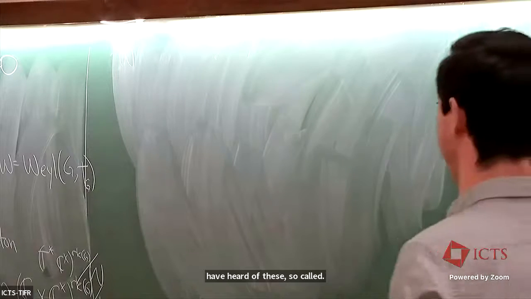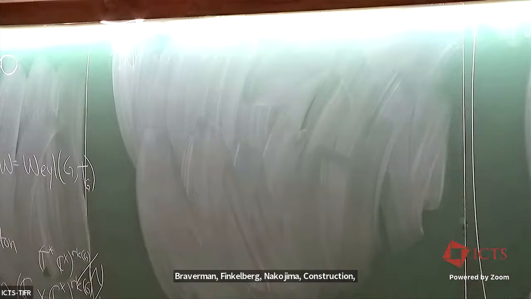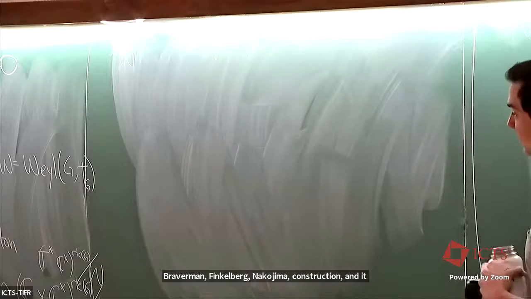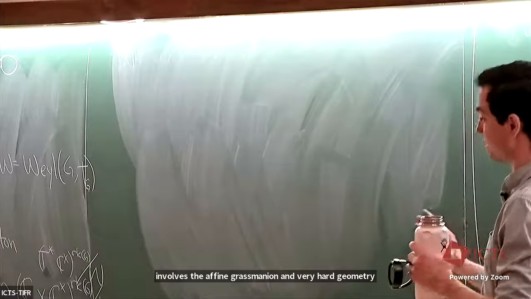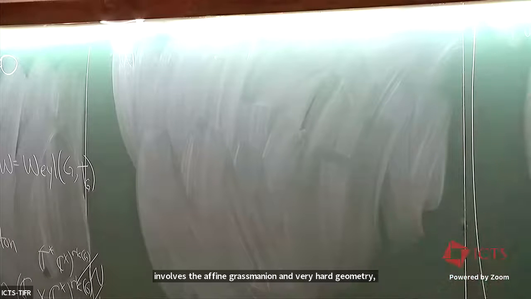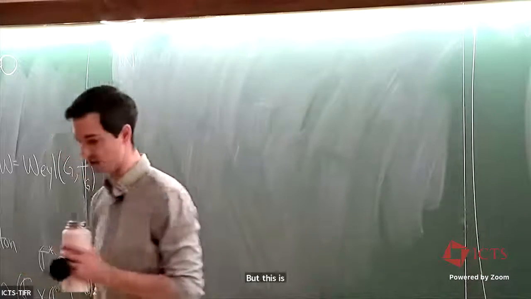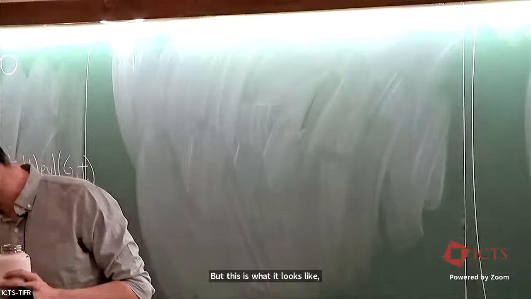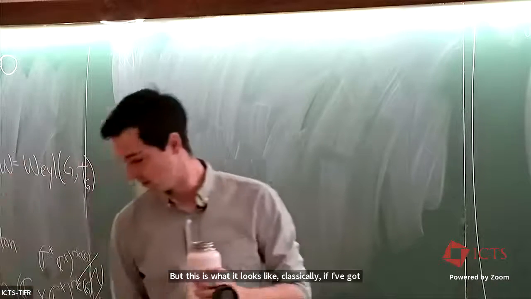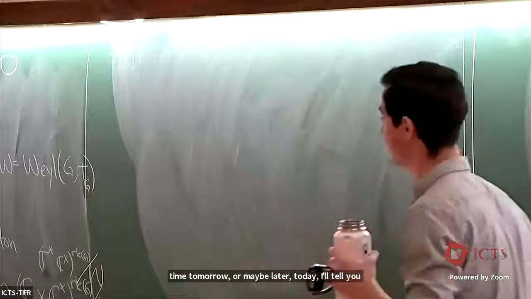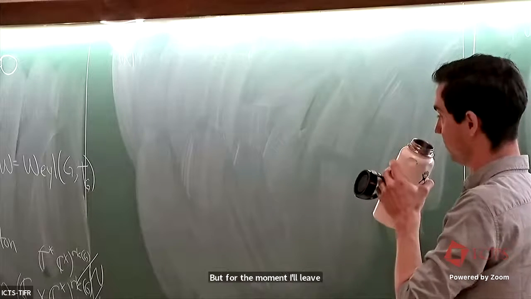You might have heard of the so-called Braverman-Finkelberg-Nakajima construction, and it involves the affine Grassmannian and very hard geometry. And that hard geometry reflects the fact that these quantum corrections are quite severe. But this is what it looks like classically. If I've got time tomorrow, or maybe later today, I'll tell you what it looks like. But for the moment, I'll leave it like that.